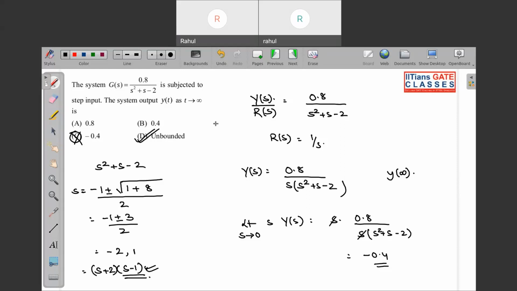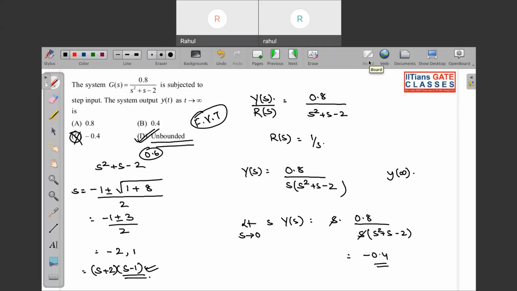Whenever in a final value theorem kind of question, if you see one of the options as unbounded or does not exist, please check whether the transfer function is stable or not. If all the options are numerical values like 0, 0.8, 0.4, minus 0.4, 0.6, then there is no option given for infinity to happen. That means your transfer function is stable. But if any one of the options is unbounded or does not exist, then you need to check the stability of the transfer function.